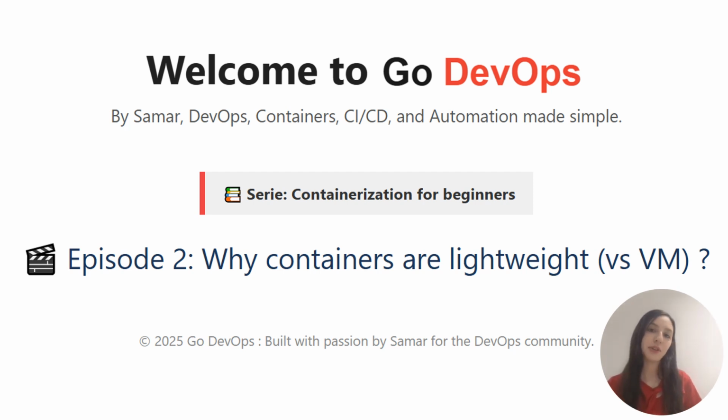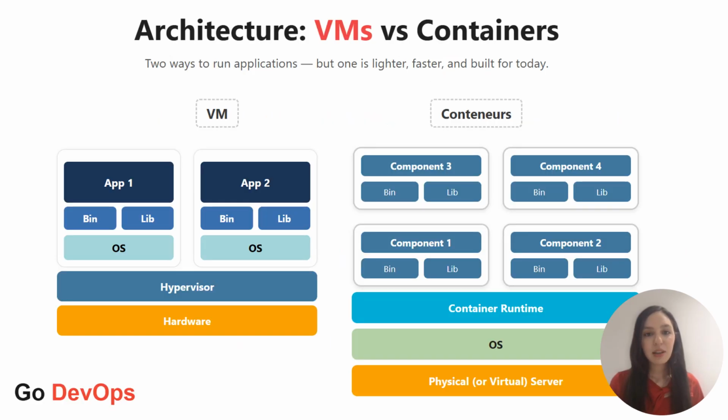If you joined us in the first episode, you now know what a container is and why it's central to modern DevOps workflow. So today in the second episode, we're answering a question I get a lot. Why are containers so lightweight compared to virtual machines? We'll break it down step by step using examples, visuals, and real-world comparisons. No stress if you're new to this. It's made to be beginner friendly. Let's start our new episode.